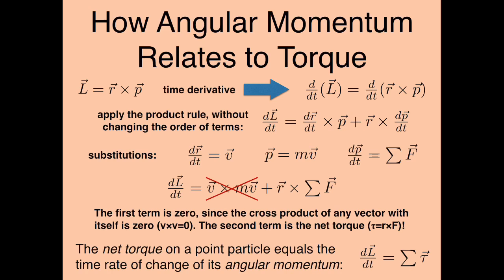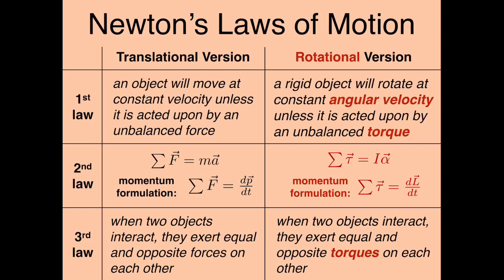So let's take a look at that result we just derived in a broader context, okay? I want us to think about Newton's laws of motion. We have the translational version and the rotational version of the laws of motion. I just want to look at them side by side and see where this result we derived just a second ago fits into this picture.